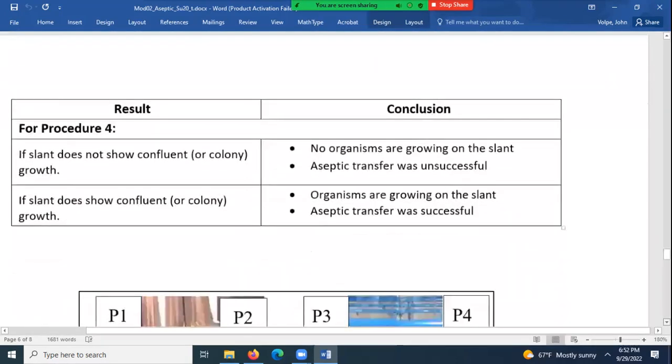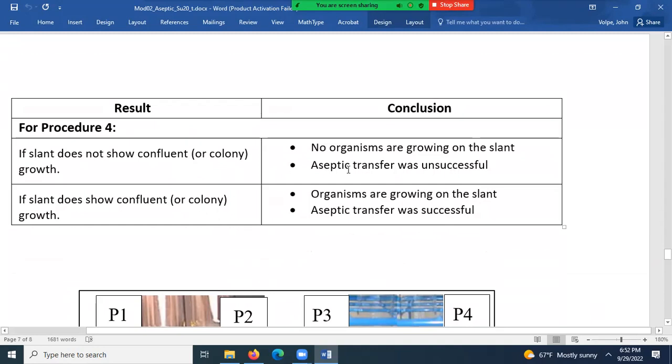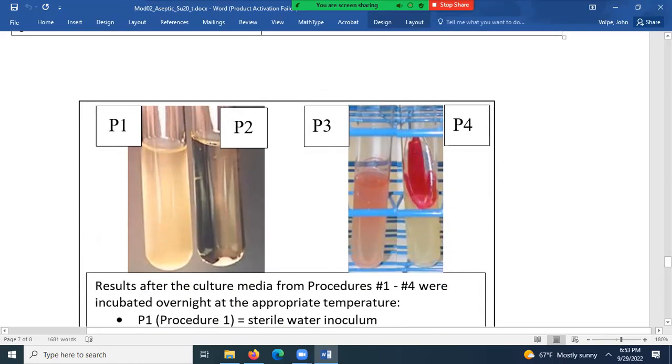For procedure 4, if the slant does not show confluent or colony growth, no organisms are growing on the slant, so aseptic transfer was unsuccessful because we purposely put Serratia marcescens on the slant. If, on the other hand, the slant does show confluent or colony growth, organisms are growing on the slant, and aseptic transfer was successful.